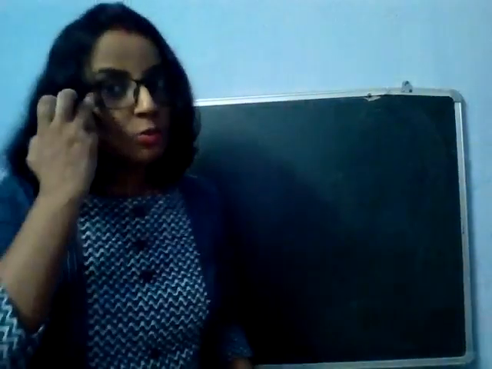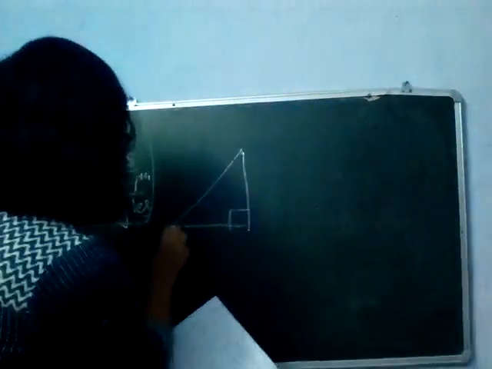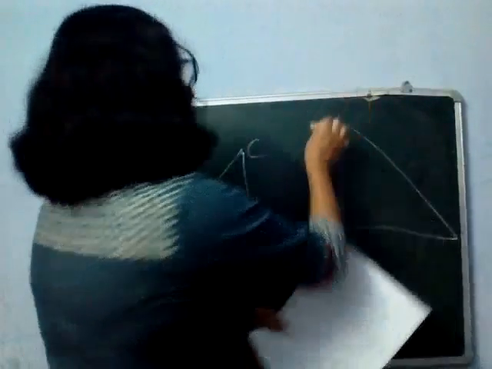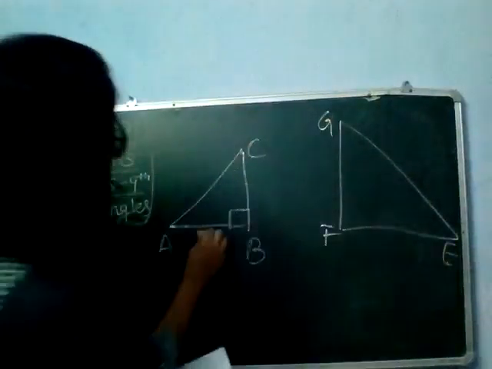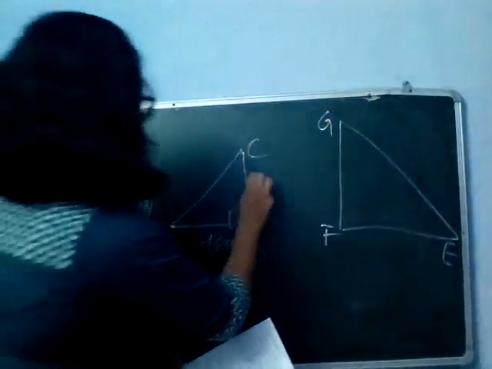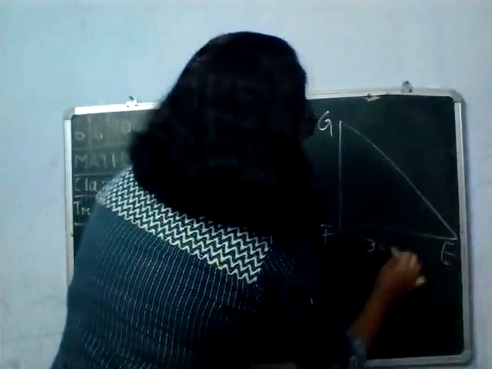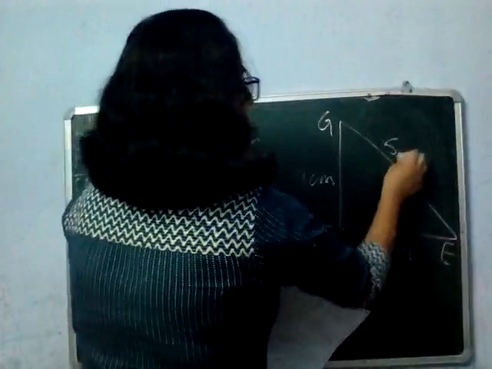Now let me ask one more question. How are you going to represent these two triangles in congruence notation? Triangles A, B, C and E, F, G, with sides 4 centimeters, 3 centimeters, 5 centimeters, and 3 centimeters, 4 centimeters, 5 centimeters.